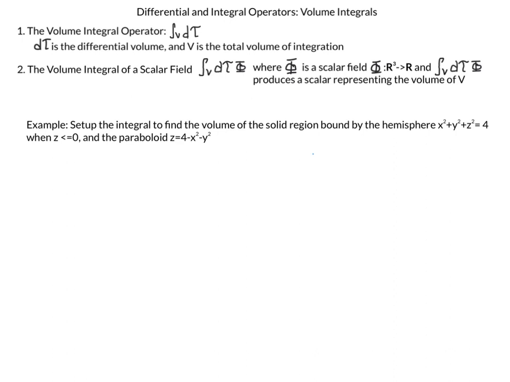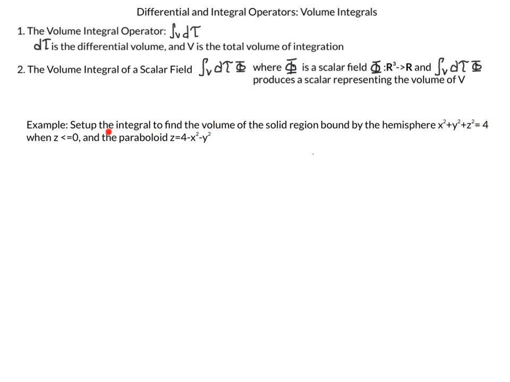So set up the integral to find the volume of the solid region bounded by the hemisphere x squared plus y squared plus z squared equals 4 when z is less than or equal to 0, and the paraboloid z equals 4 minus x squared minus y squared. The first thing I want to do is know what this solid region looks like. So I know what a hemisphere of radius 2 looks like.